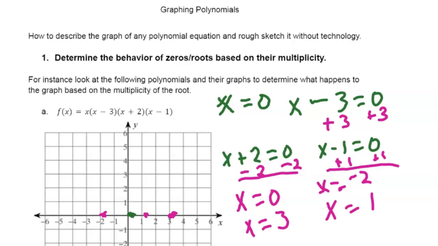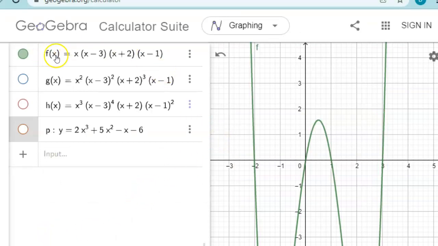Now, let's take a look at these in GeoGebra, in the graphing part of it too. So that's just how I'd find my roots quick. And here's that top graph in green. This shows you our roots: negative 2, 0, 1, and 3. And if you notice, the graph comes down, passes through, comes back up, passes through 0, comes back down, passes through 1, goes down a ways, comes back up, and passes through 3. So they just pass right through each of the roots.